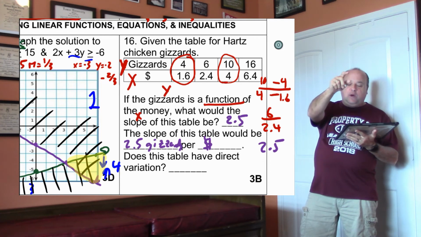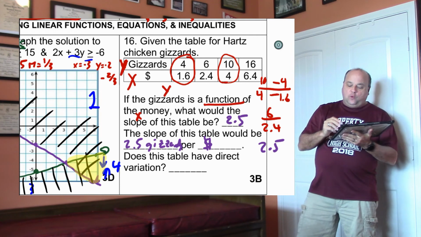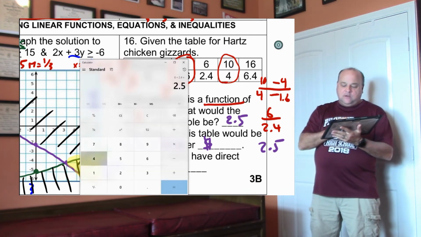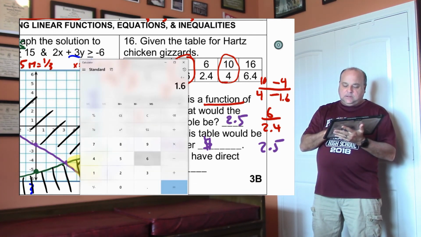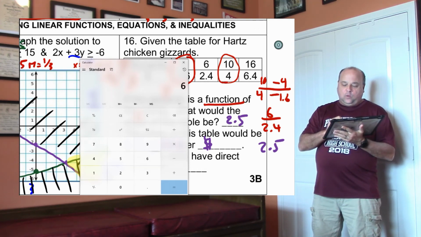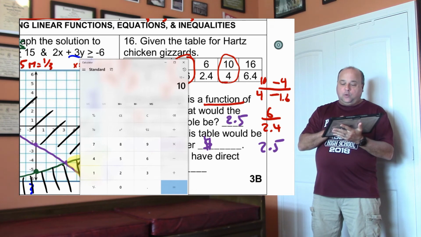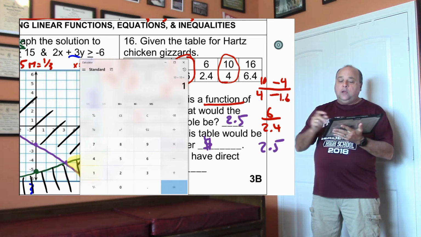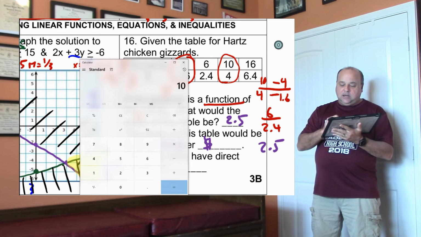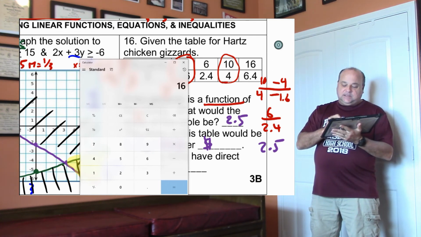Now then, if we divided every single time, it would work. If we divided 4 by 1.6, what do you get? You get 2.5. Let's divide 6 by 2.4, you get 2.5. 10 divided by 4, you get 2.5. And lastly, 16 divided by 6.4.